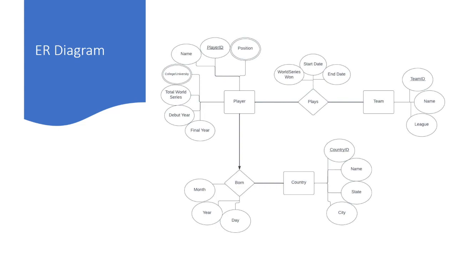Going back to the player entity, it also has another relationship, born, with the country entity. This relationship is one to many because players can only be born in one country, which is common sense, and a country can have multiple players born within that same country. The born relationship has 3 basic attributes: the month, day, and year the player was born. Lastly, we have the country entity, which has 4 attributes, one being the primary key of country ID. Then we have an attribute for the name of the country they were born in, and the same goes for the state and city attributes of that country. And that is all for our ER diagram.